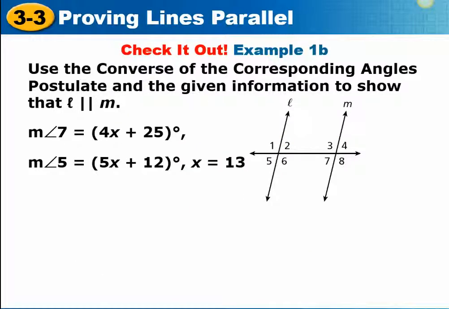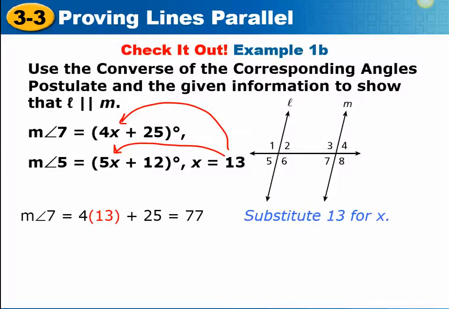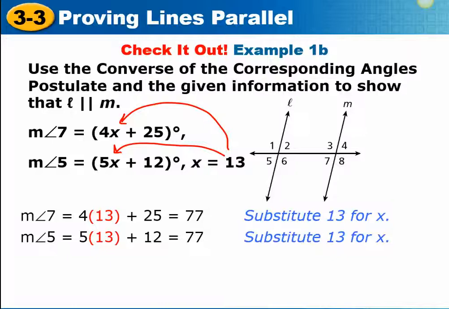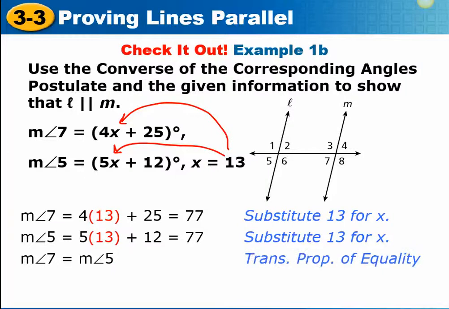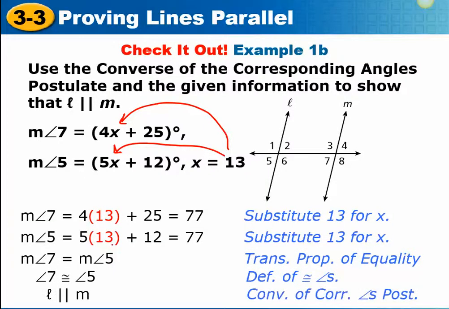Okay, now this one, here's what we'd have to write. You need to do the substitution part. You don't have to write the reasons, but you need to show that if you substitute 13 in, what you will get for each of them. So you'd get 77 for measure of angle 7, you would get 77 for measure of angle 5. Because you get the same thing, then you can go to the last step, which says that by the definition of the corresponding angles postulate, the lines will be parallel.